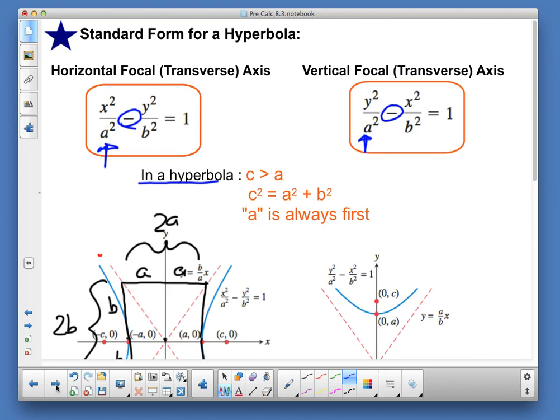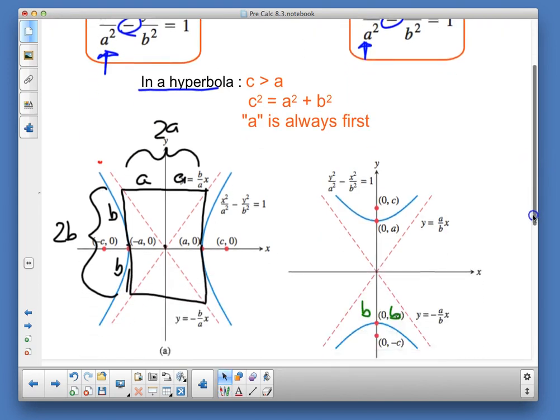Now, we still use the phrase semi. Semi-transverse, half the transverse axis length. Semi-conjugate, half the conjugate axis length. So those things are still similar as we go through. So we can do some recall of that so we don't have to relearn the world. But you have to make sure you understand the differences, okay? Now, this idea of A and B.